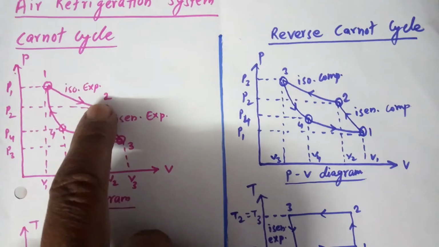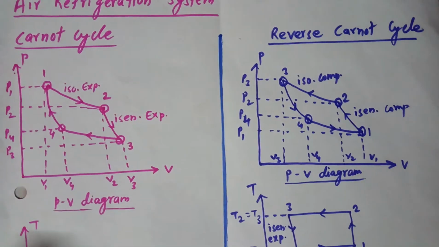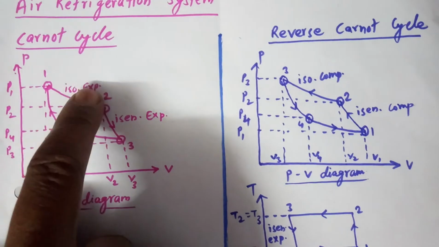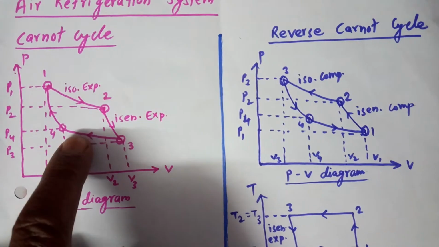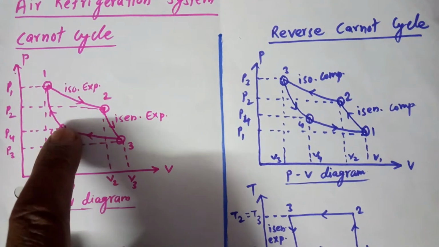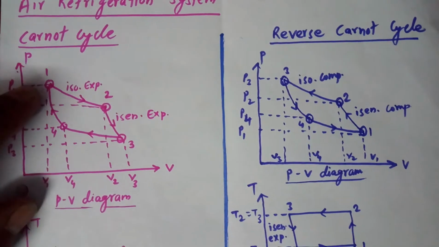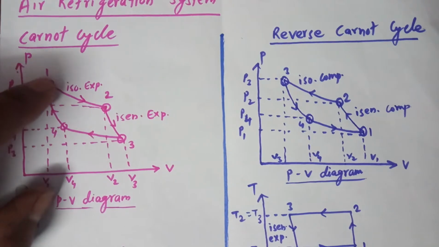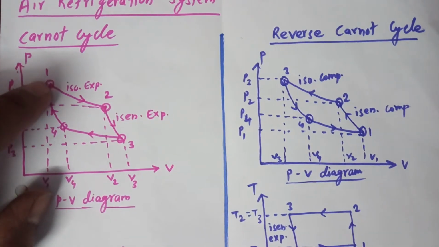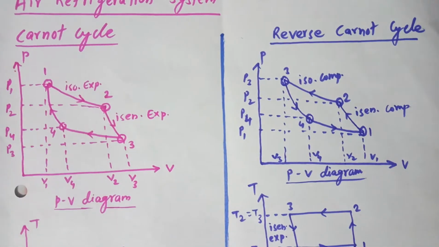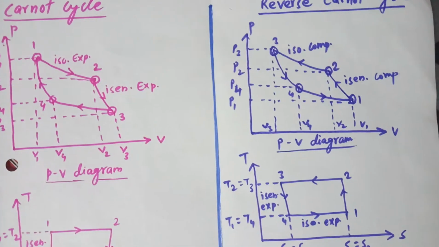Here from 1 to 2 is an isothermal expansion process, 2 to 3 is an isentropic expansion. Again, the reverse of isothermal expansion is isothermal compression, and 4 to 1 is an isentropic compression. Okay, so here you can clearly see V1 is the volume at point 1, V2 is the volume at point 2, V3 is the volume at point 3, V4 is the volume at point 4, and similarly the respective pressures at points 1, 2, 3, 4 are P1, P2, P3 and P4.